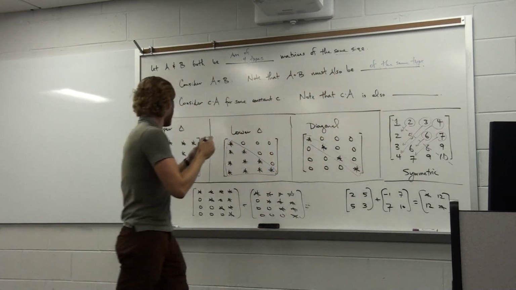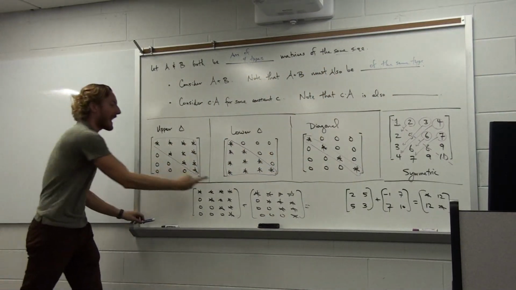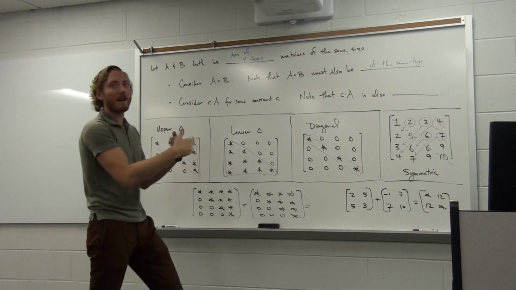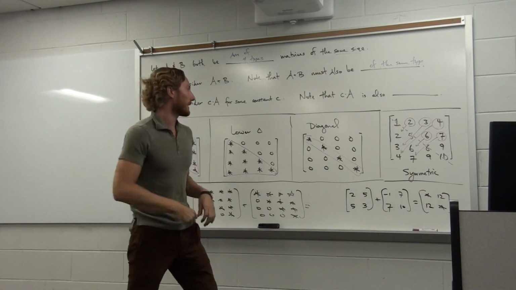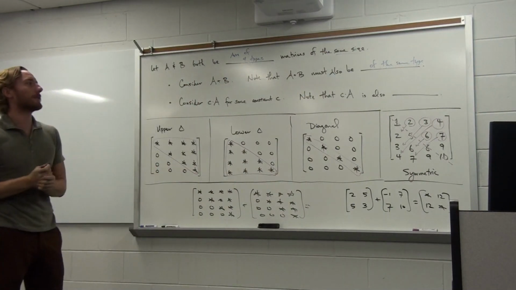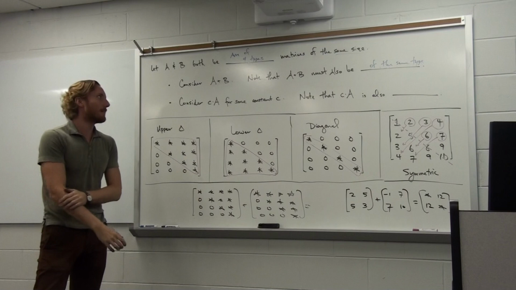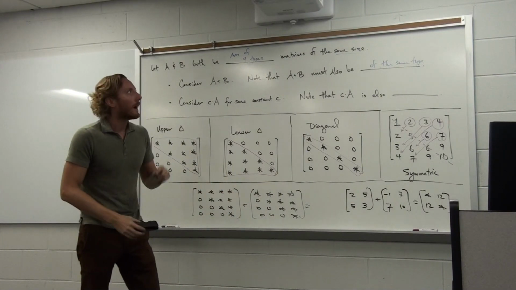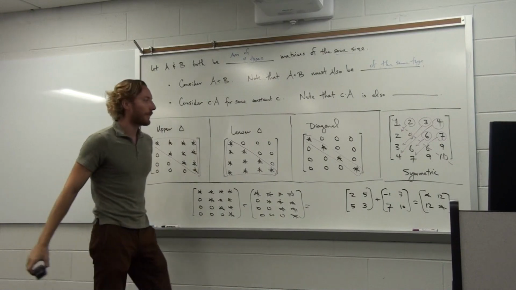So in other words, take 2 upper triangular matrices, add them together, the result, upper triangular. Take 2 lower triangular, add them together, the result, lower triangular. Take 2 diagonal, add them together, diagonal. Take 2 symmetric, add them together, symmetric.